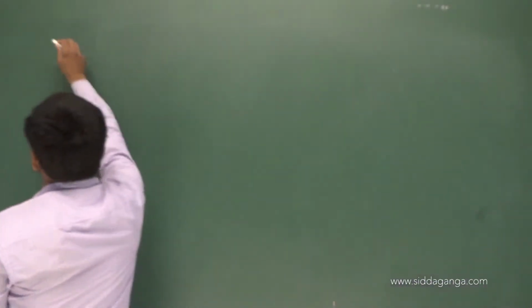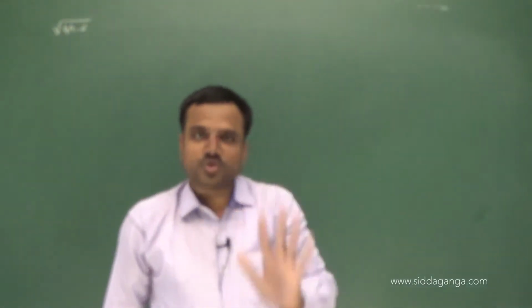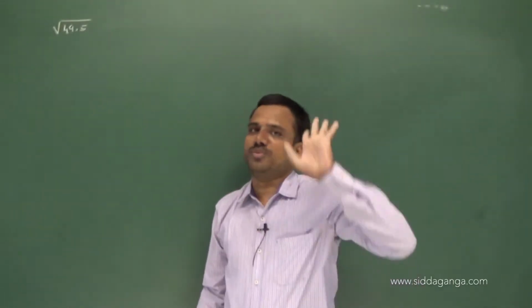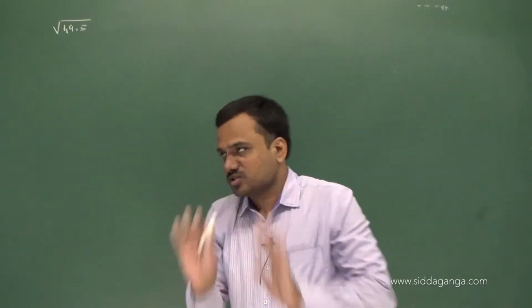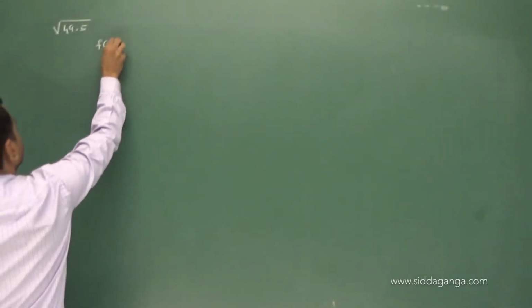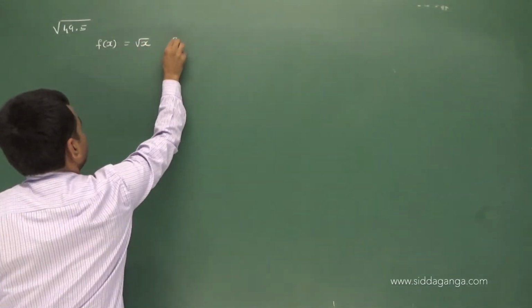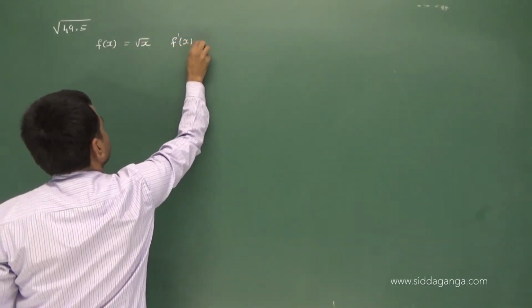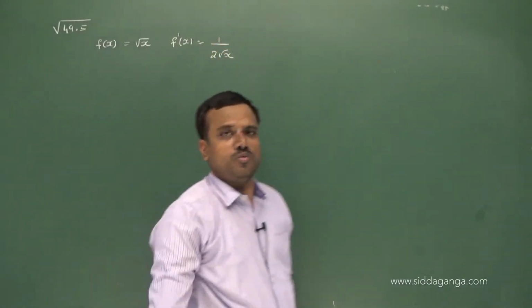Second problem, square root of 49.5. You also solve it. If you solve, then only you are perfect. Square root of 49.5. Step 1, I write the function first. F of x, since square root is given, I write it as square root of x. Then I write the derivative also here: f dash of x is 1 by 2 root x. Step 1 is over.